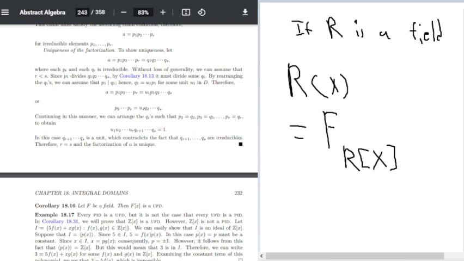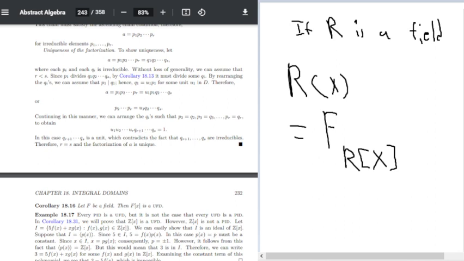To show uniqueness, let A equal P1, P2, all the way to PR, equal to Q1, Q2, all the way to QS, where each Pi and each Qi is irreducible. Without loss of generality, we can assume that R is less than or equal to S. Since P1 divides Q1, Q2, all the way to QS, by Corollary 18.13, it must divide some Qi. By rearranging the Qi's, we can assume that P1 divides Q1. Hence, Q1 is equal to U1 P1 for some unit U1 in D.